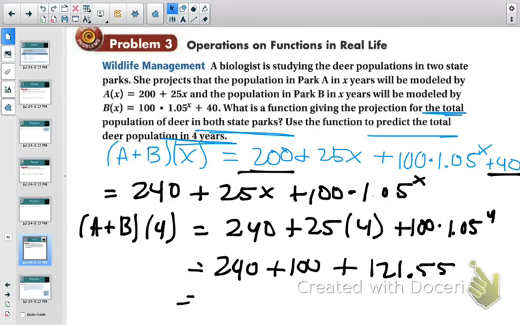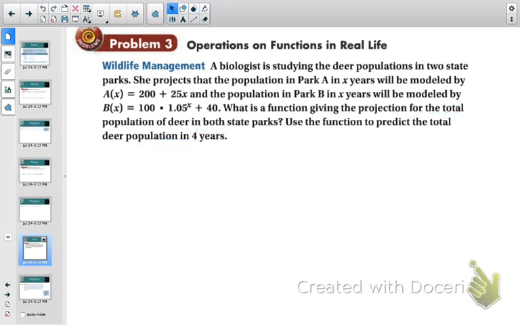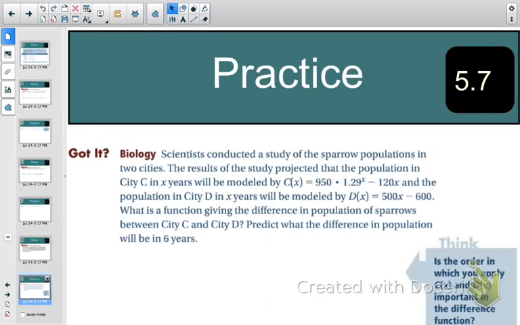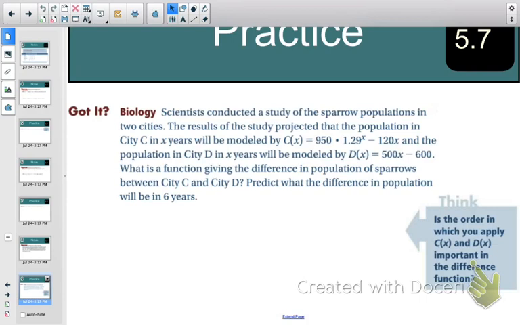Okay, so we add that together. 240 plus 100 plus 121.55 gives us 461.55. And what is this in? Just in whole numbers, I guess. So about 462 deer in both parks combined. Yeah. So you're just adding them together. And that's essentially the whole idea of this unit, or this section, is just combining different types of functions.